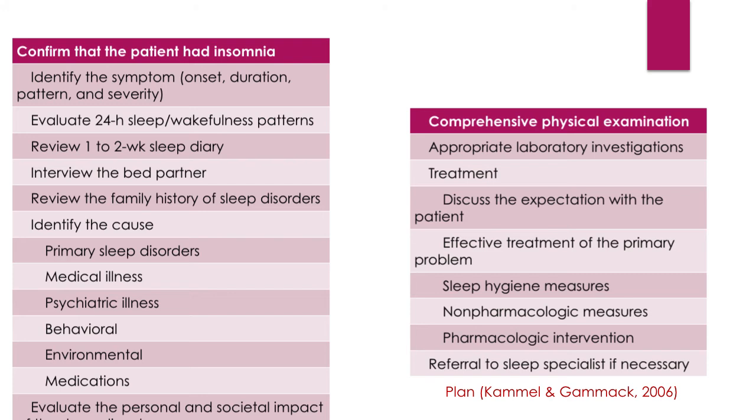The evidence-based plan to treat sleep disorders in older adults is to actually confirm that the patient has insomnia. You identify the symptom by discussing the onset, duration, pattern, and how severe it is. We're going to evaluate a 24-hour sleep-wakefulness pattern. We're going to review a 1 to 2 week sleep diary. We're going to interview the bed partner if they have one. We're going to review the family history of sleep disorders.